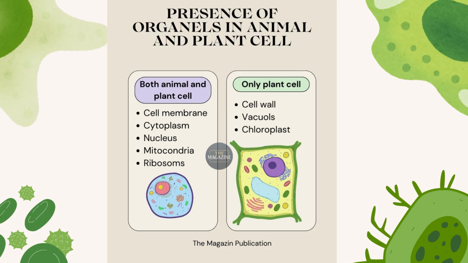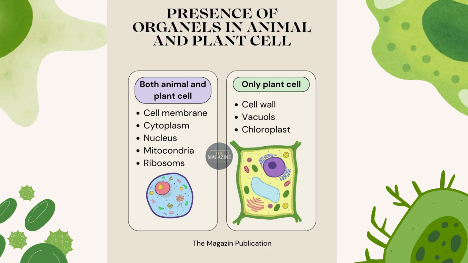Here we are going to study what organelles are located in both animal and plant cells, and what special organelles we can see in the plant cell. In the plant cell we can see the cell wall, vacuoles, and chloroplast. We will describe the functions and locations in the next slide.